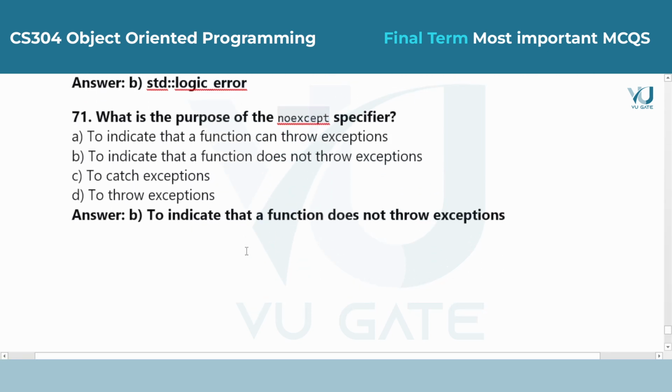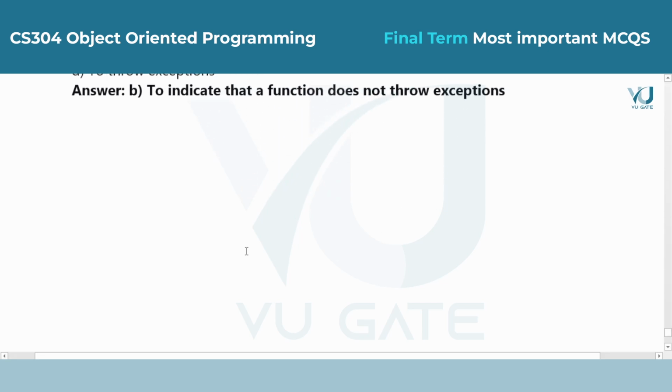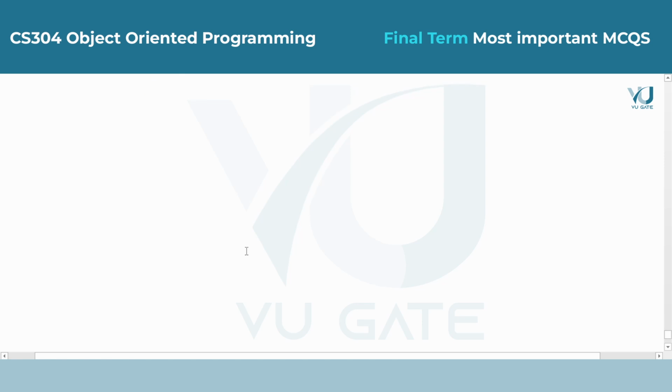Q71. What is the purpose of the noexcept specifier? Answer: B. To indicate that a function does not throw exceptions. Explanation: By marking a function as noexcept, you promise the compiler that it won't throw errors. This allows the compiler to optimize the code for better performance.